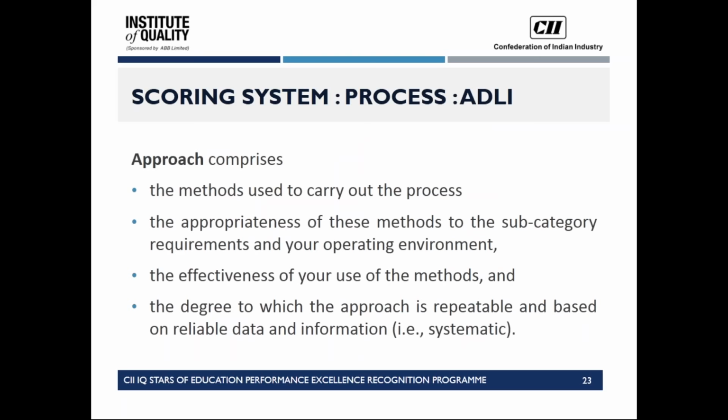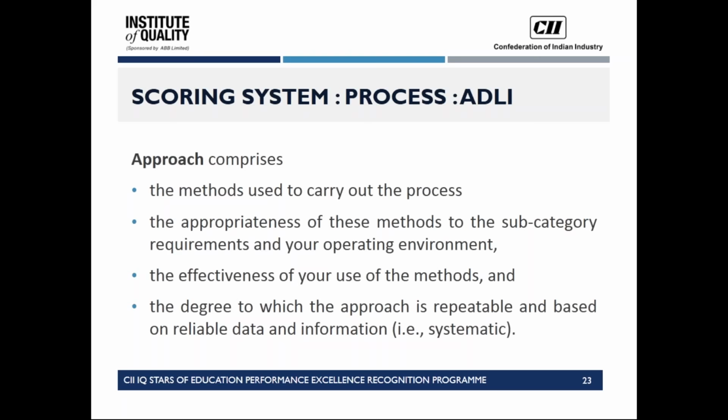Now coming to the scoring system, how it has been scored. The scoring process for CII IP Education Framework for Performance Excellence subcategory is based on 2 evaluation dimensions. That is process, which we saw in categories 1 to 6, and the results, category 7. So when we look at the process, it refers to the methods the institution uses and improves, and which addresses the requirements in categories 1 to 6.